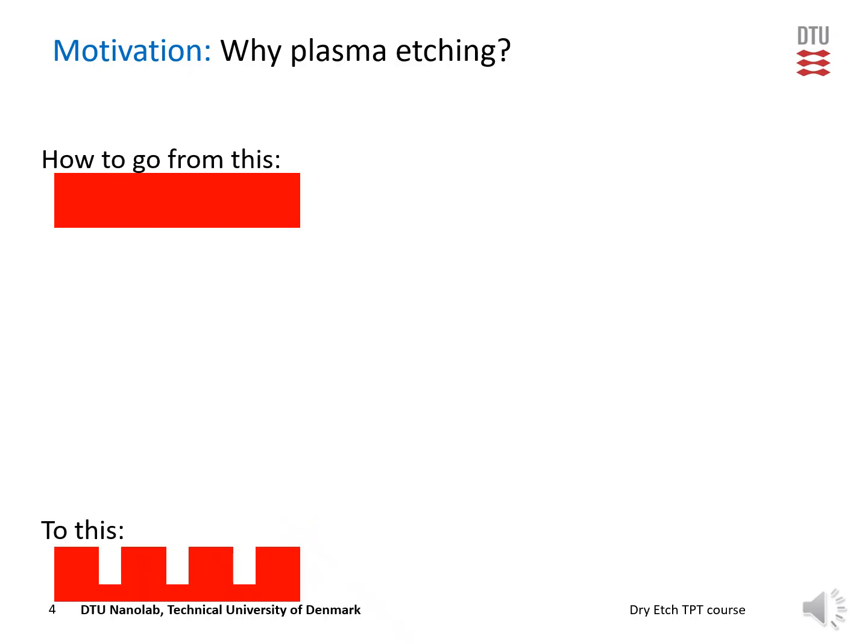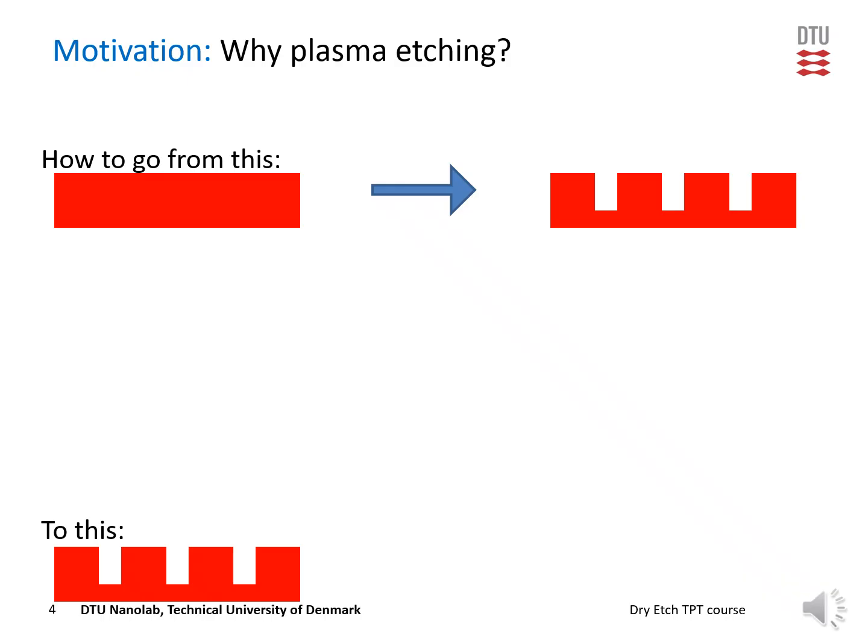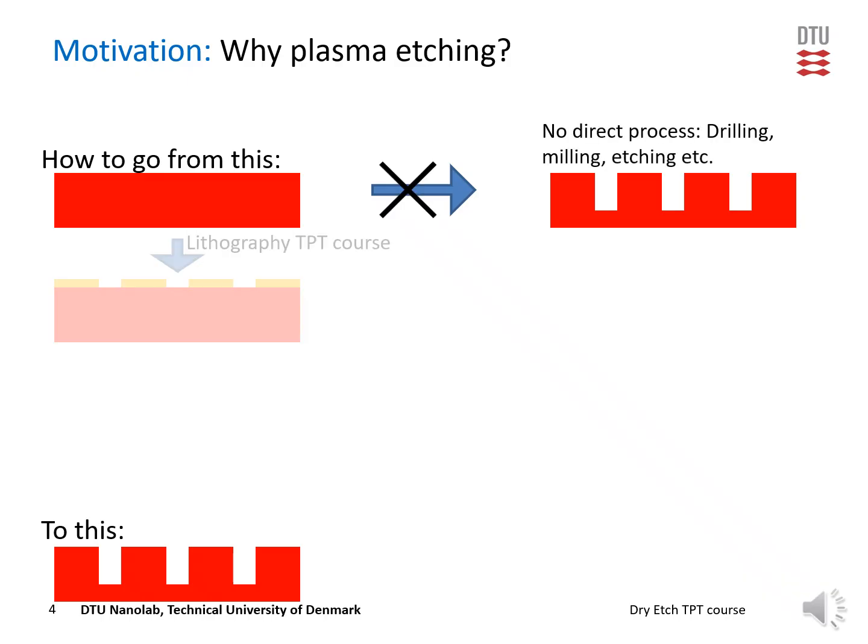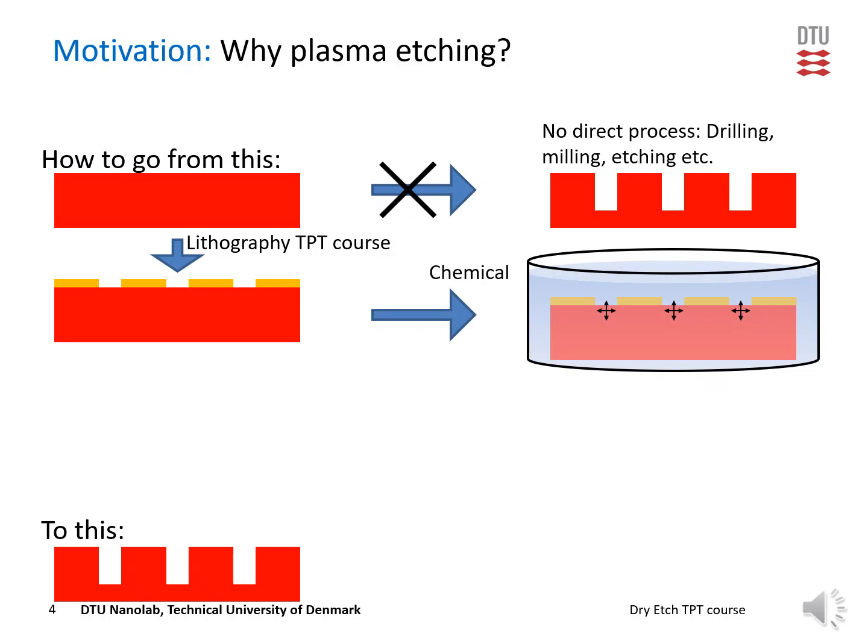So, how do we go from a flat, unstructured substrate to a precisely defined anisotropic feature? Since mechanical tools are not an option, we begin with lithography. In the lithography course, you learn how to define detailed patterns in a masking layer on top of the substrate. Once the mask is in place, there are several possible etch methods. One approach is wet chemical etching, where the substrate is immersed in a liquid that reacts with the exposed areas.